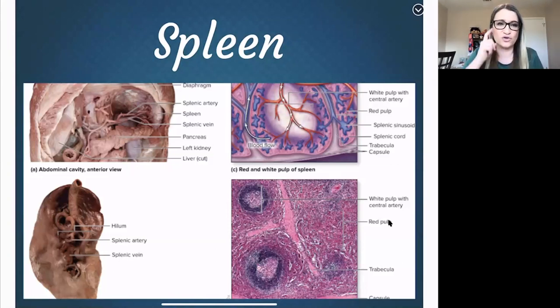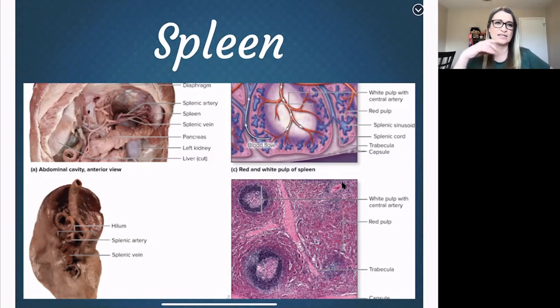Spleen is going to, however, filter your blood. So how lymph nodes filter lymph, spleen will filter blood. Okay, so remember that difference. Lymph node filters lymph, spleen filters blood.